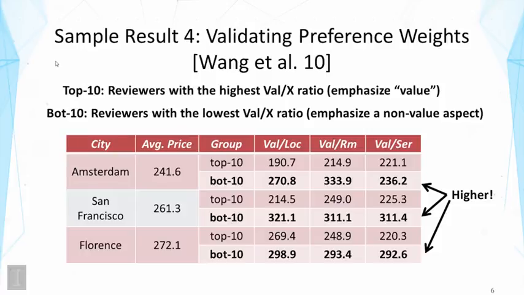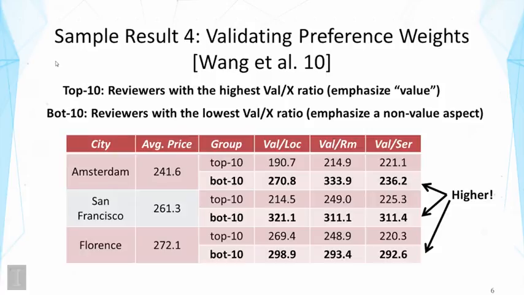What you see here are the prices of hotels in different cities, and these are the prices of hotels that are favored by different groups of reviewers. The top 10 are the reviewers with the highest inferred value to other aspect ratio. So, for example, value versus location, value versus room, etc. The top 10 are the reviewers that have the highest ratios by this measure. That means these reviewers tend to put a lot of weight on value as compared with other dimensions. That means they really emphasize value.